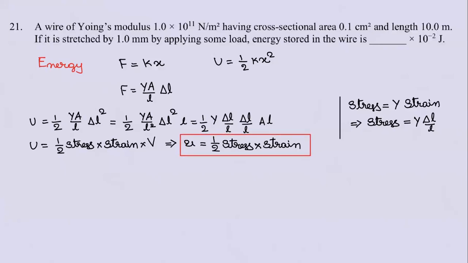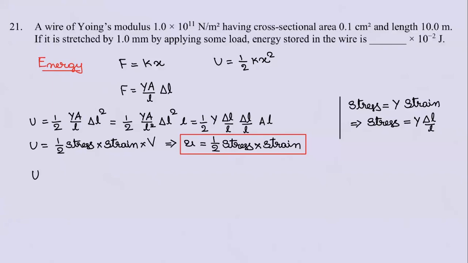You need not memorize much. Just simply remember half Kx square, where K is equal to Ya by L and x is equal to delta L. That's it, over. That's sufficient. So you don't need to remember much about energy, which is already there in your brain. You can use those formulas and deal with it. Now let us go ahead with that.